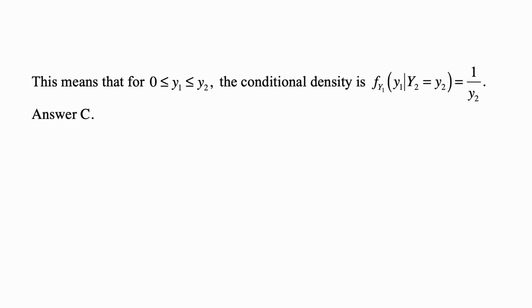And this means that for y1 greater than or equal to 0, less than or equal to y2, the conditional density is f sub Y1 of y1 given that Y2 is equal to y2, and it's equal to 1 over y2, which is answer C.